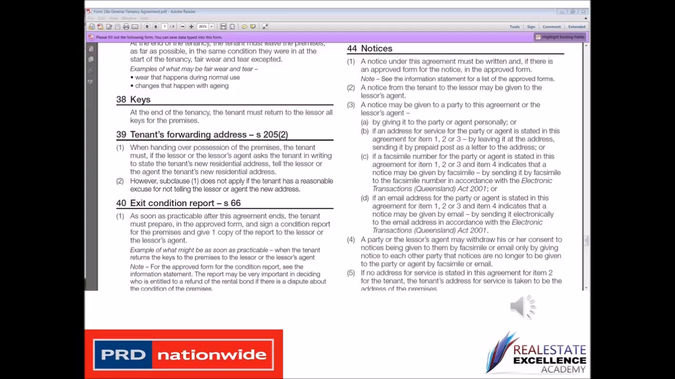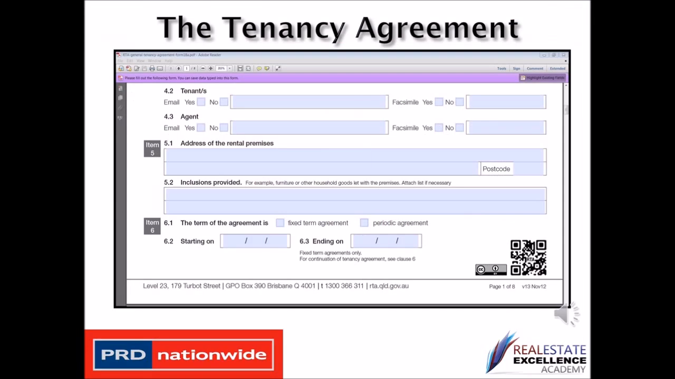Please now provide your consent or not in relation to notices being sent to you during this tenancy contract via email. Please now refer to Item 5 of the agreement. 5.1 sets out the address of the rental premises that you are taking possession of. Item 5.2 sets out the inclusions, which includes the RTA Form 1A Entry Condition Report and inventory if applicable.